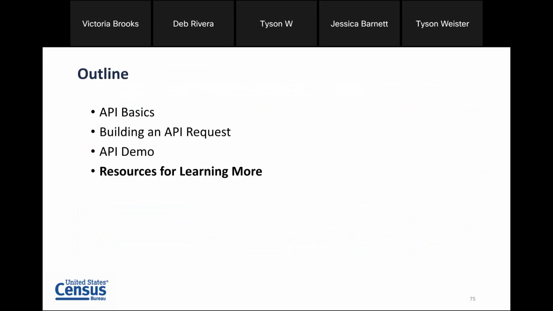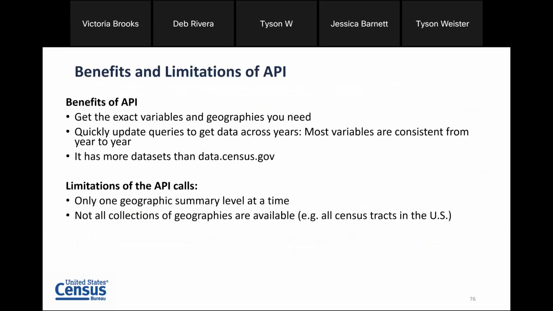Wrap up with some resources for learning more before we take your questions to summarize some benefits and limitations of the API. The API allows you to get the exact variables and geographies you need. You can quickly update your query to get data over time. Most variables are consistent from year to year, and the API has more data sets than data.census.gov.